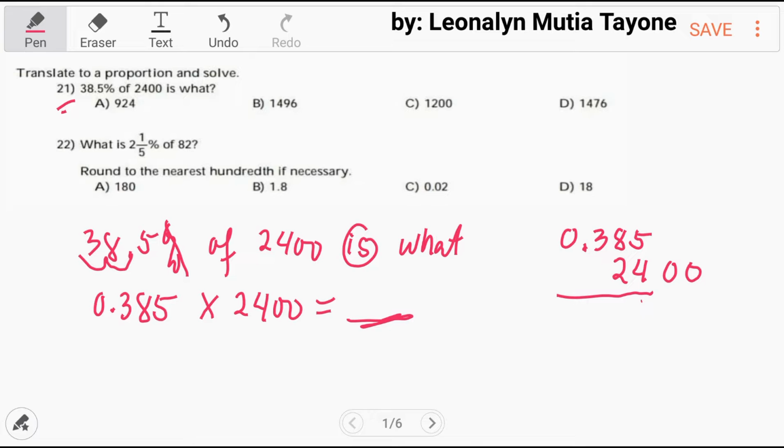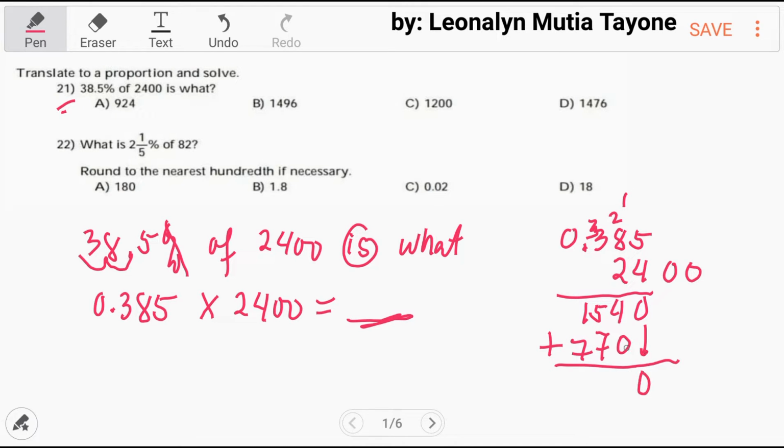Next, 5 times 4 equals 20. 8 times 4, 32 plus 2 equals 34. Tapos carry mo yung 3. 3 times 4 equals 12 plus itong 3, that is 15. Now, next is 2 times 5, that is 10, carry 1, 16, plus 1, that is 17, carry 1, 6, that is 7. So, i-add na natin to.